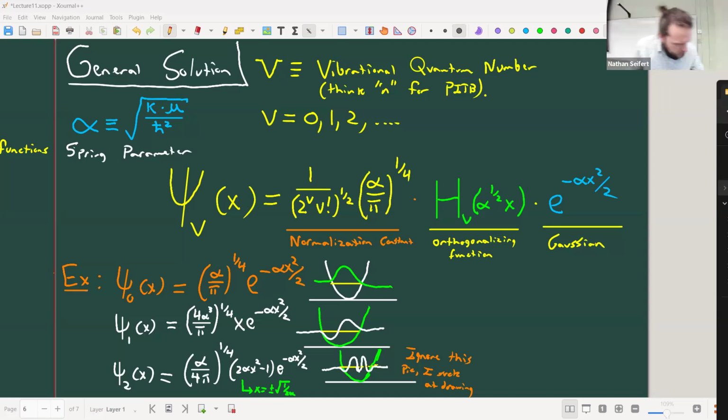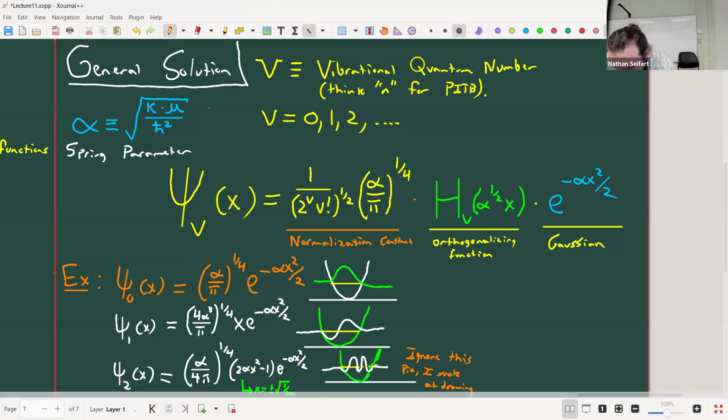So let me get my pen. I'll just make a note there. Find my pen. There it is. So the units of this are inverse meters or inverse length.